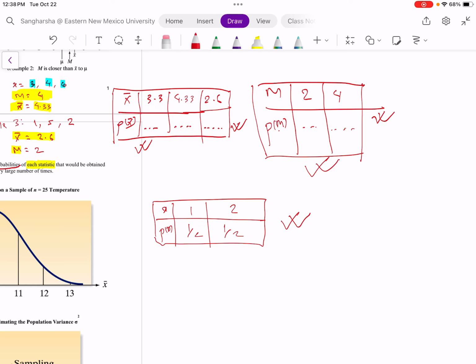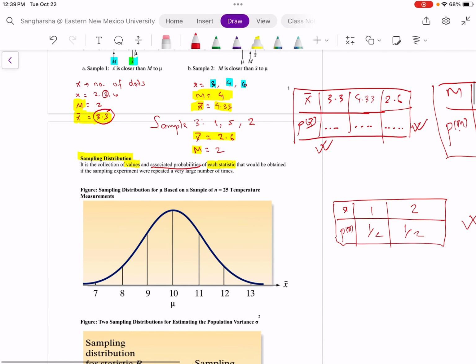What is X? X is just a discrete random variable. It's just any number, a number that our random variable assumes. X does not describe our data set. But X bar describes the data set, because X bar is the average value. Median describes the data set; median is the middle value. But X does not tell anything about the data set. But whenever you have X bar 3.3, 3.3 is the average value, which is what we calculate here for sample 1.